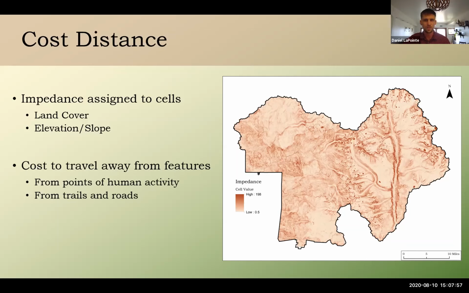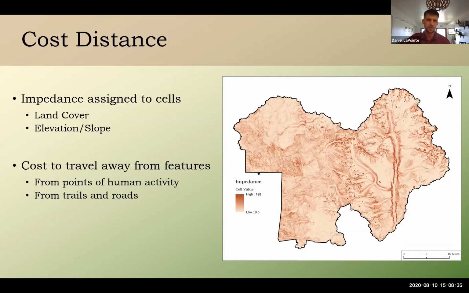The next step to this is to generate points of human activity. These are my points of interest shown earlier. They're campgrounds, lodges, visitor centers, as well as the roads and trails that make up Sequoia National Park. The cost distance tool is then run to calculate how much it costs to travel away from each one of these features in every direction. So as you move further away from the feature, the cost increases, and the likelihood of a human being there is modeled as being less probable the greater the cost.